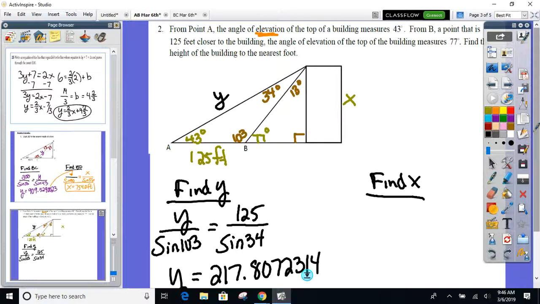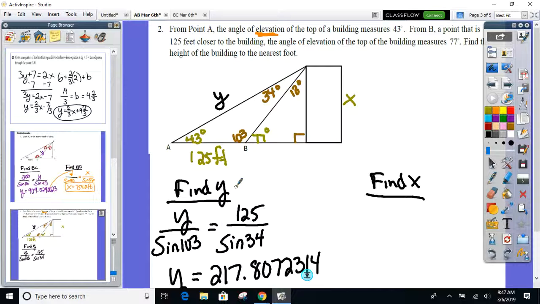You just found this side now. So what angle do I need to use, Sam? 43, not 77 anymore. I'm going to go from 43. And what would be the x? Opposite, and the side you found would be hypotenuse. But you got to go from 43, not 77.